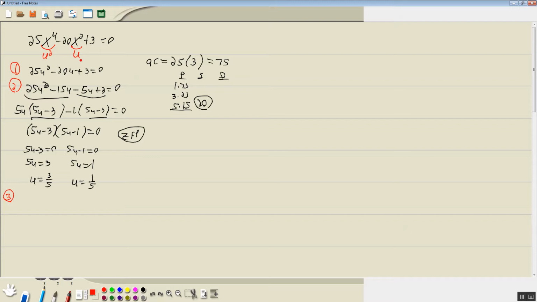Step 3, plug u equals blank back in. So whatever we said u was equal to right up here is now what we're going to plug in. And then we're going to solve for x. So we got x squared equals 3/5, x squared is equal to 1/5. Now the square root property says if you got something squared equals something else, you drop your squared and you put a plus or minus square root around the other side.